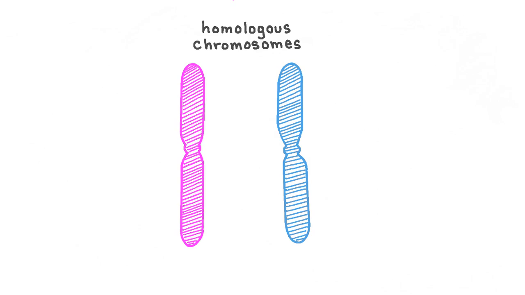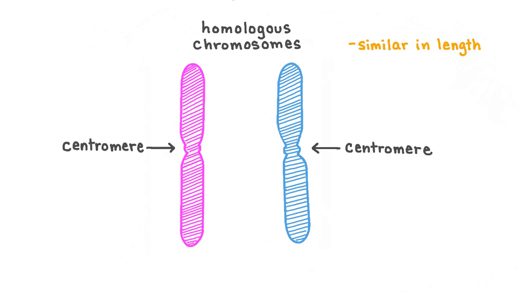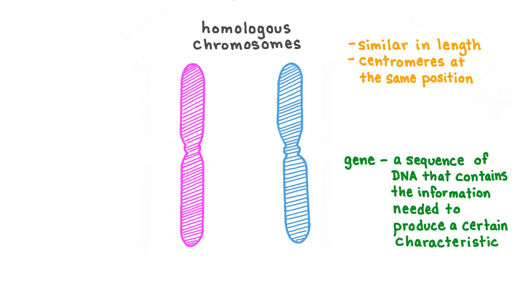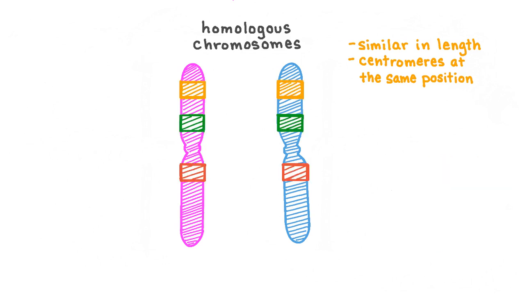Let's take a closer look at a pair of homologous chromosomes. As you can see, the two chromosomes that make up a homologous pair are similar in length. They also both have their centromeres in the same position. We know that chromosomes carry stretches of DNA called genes, which determine the characteristics of an individual. Each chromosome can carry hundreds of genes, depending on their size. Let's say that these chromosomes carry 3 genes, represented here in orange, green, and red.